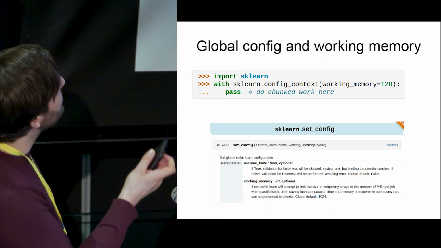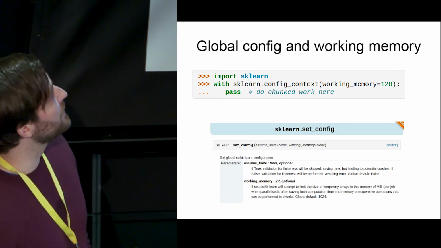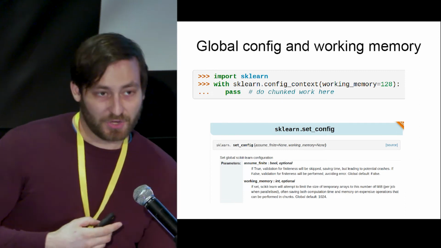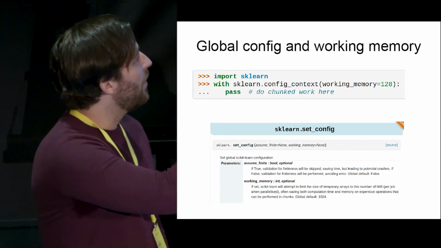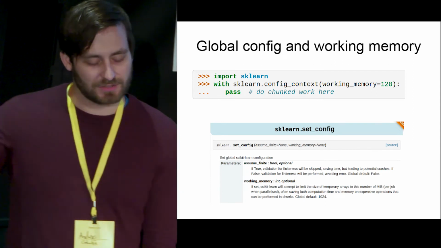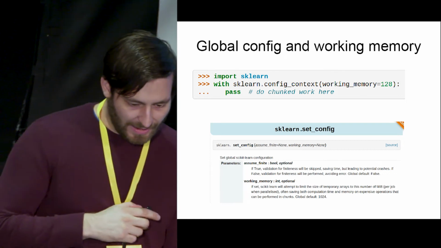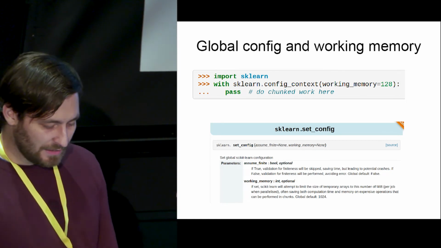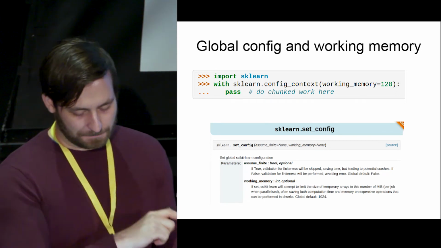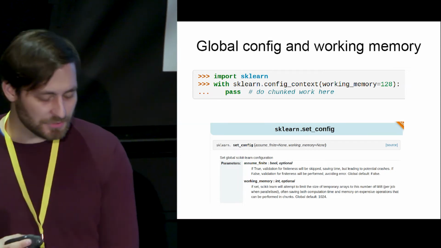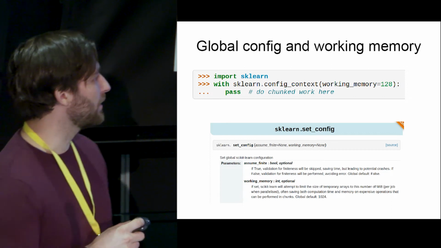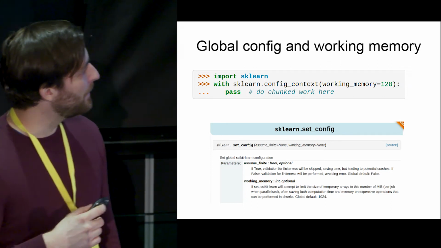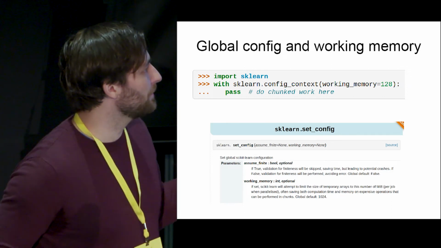So another thing that we added is global configuration and working memory. There's now a thing called config context or set config, which allows you to set global flags in Scikit-learn, and these are mostly for efficiency. The two that we added so far are assume finite and working memory. I think assume finite we had already a little bit longer.